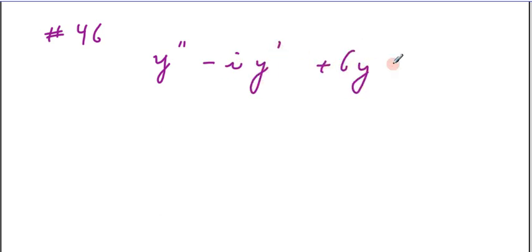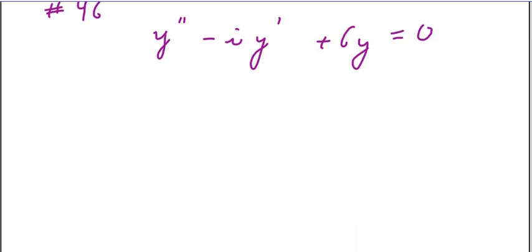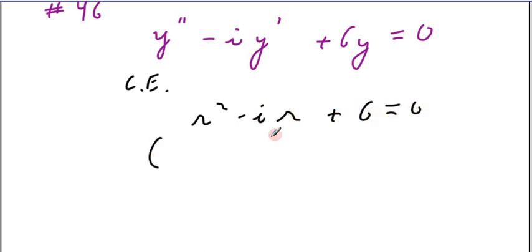Number 46. Okay, so I have y double prime minus iy prime plus 6y is equal to 0. And there will be a problem exactly like this, only completely different, on your test. So if you made it to the end of this video and you're looking at this problem, that'll be a good thing. Okay, so I have a characteristic equation, r squared minus ir plus 6 is 0, and I can factor that.